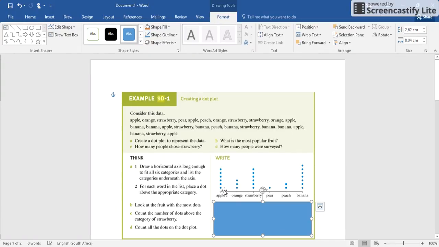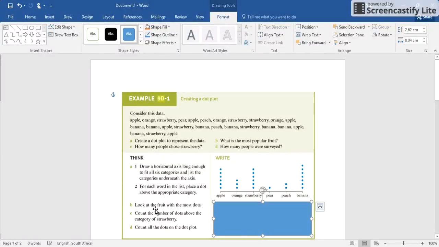Now remember the dot, can you see that the dots are all in line? So use your ruler when you're going across, and put a little circle, a little dot. Don't put a dot like a pencil prick, but do a little circle. For each word in the list, place a dot above the appropriate category. Can you see that these are evenly spaced out? You need to do that as well.